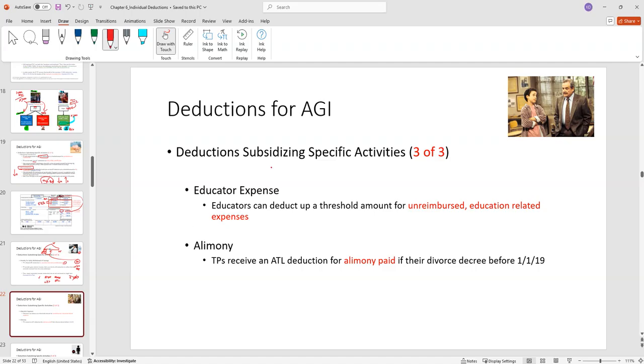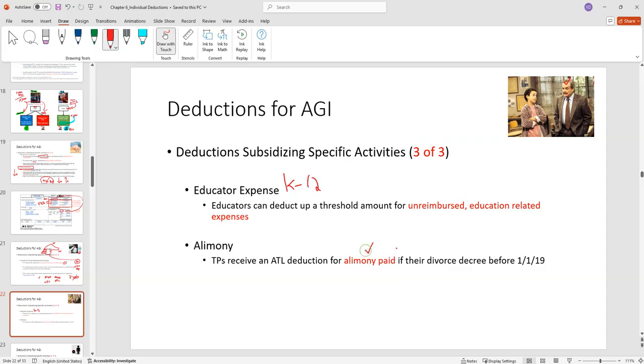Educator expenses, right? If you are a K through 12 educator, like Mr. Feeney, if you've ever seen Boy Meets World, kind of a 90s show there, good show. You have unreimbursed education related expenses. So, hey, I have a classroom I got to buy Kleenexes and crayons for. You can get an above the line deduction. It's like $300 at max, changes year over year.